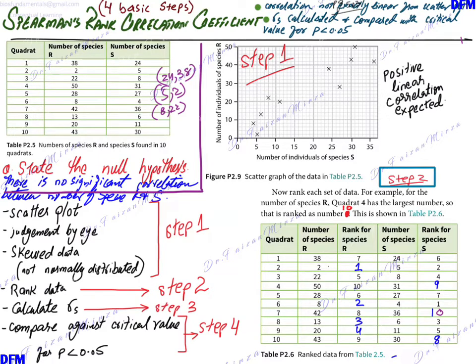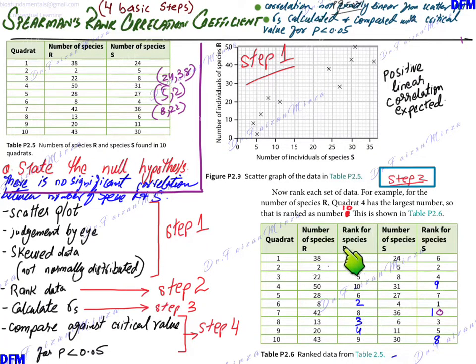So what I'll do, I'll just start to rank the data. I have my quadrats here, so I'll just make another table. Again, this is 10 quadrats, the same rows which are mentioned here. Number of species R are given here, number of species S are given here. So I just copy R's and S's numbers in the relative columns. Then I start to rank the species.